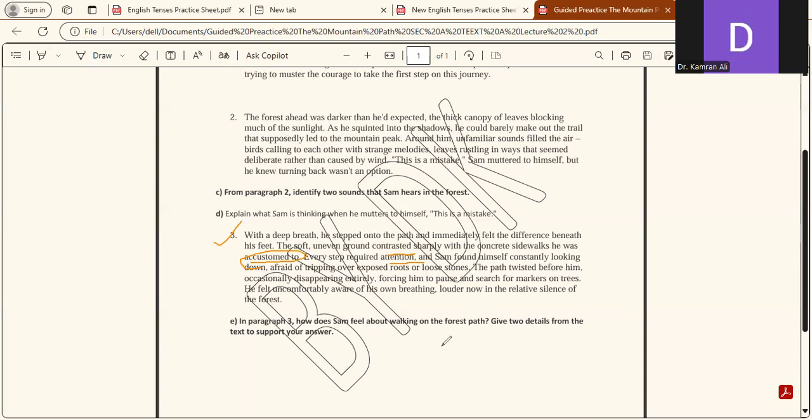Now, it's pretty much clear that he is going through something he's not used to. So that means, again, he's uncomfortable. Now, here comes the point of feeling, right? This question is not about what he is thinking, it's about how he feels.